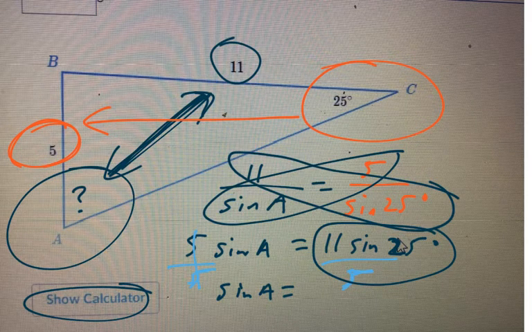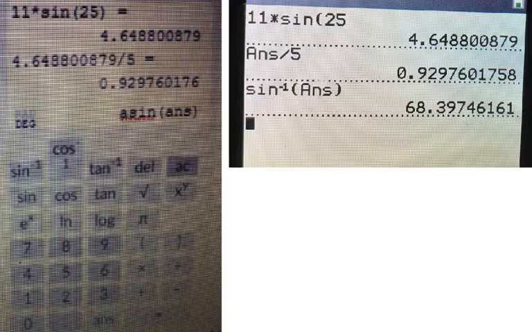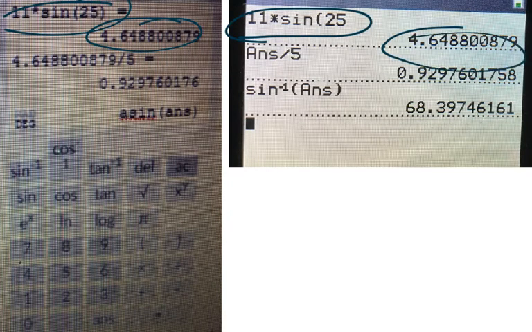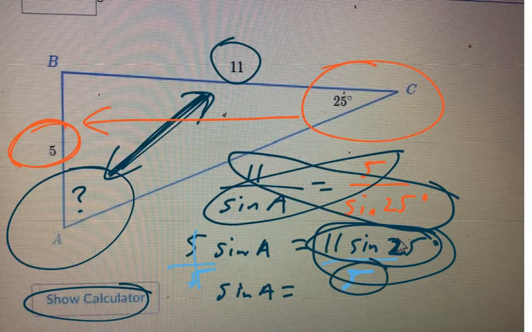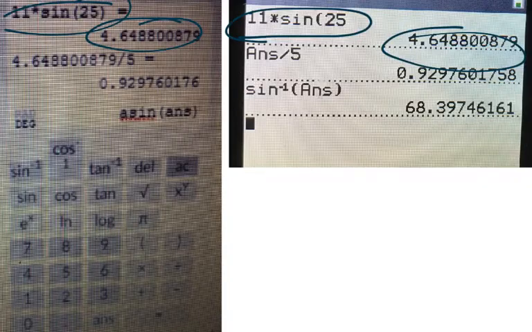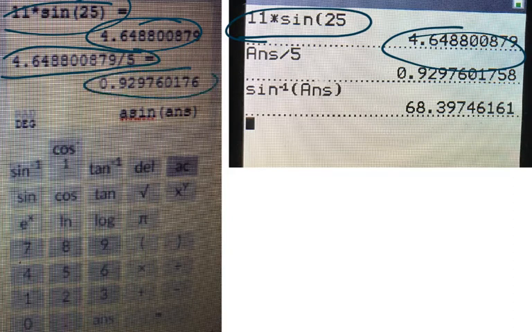Okay? But anyways, I'm going to do 11 times the sine of 25. Right there and right there. There's our answer. Right? Now what? I'm going to divide that answer by 5. So guys, see how I divided by 5 and got that?